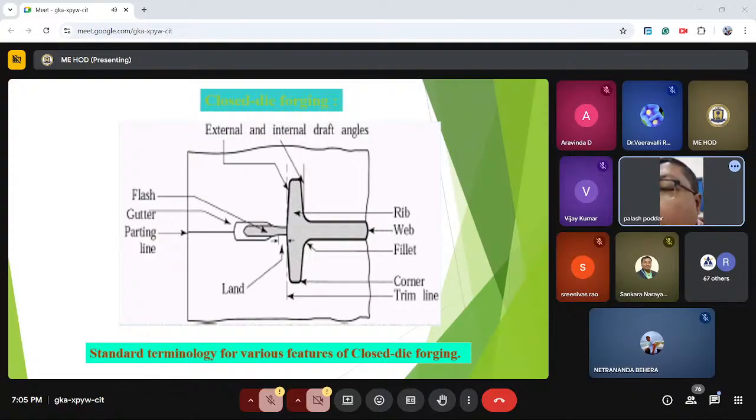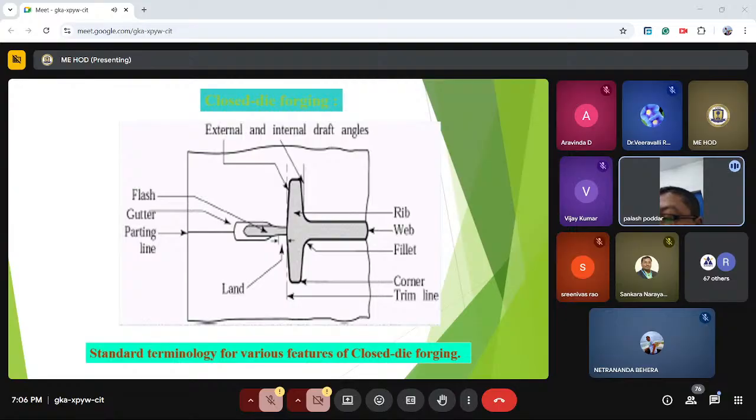This one is closed die forging, standard terminology for various features. You can see there is the flash gutter, then the parting line, and these are the external and internal draft angles. The upper part is called the rib, the central part is the web, and this junction is called the fillet, and around this is the corner, and there is the trim line. Trim line is for the excess portion of the forging part.